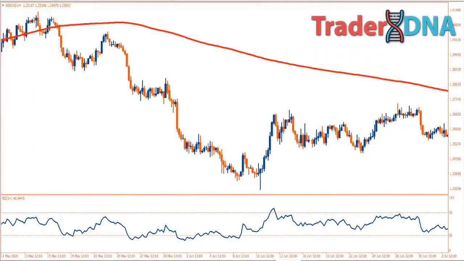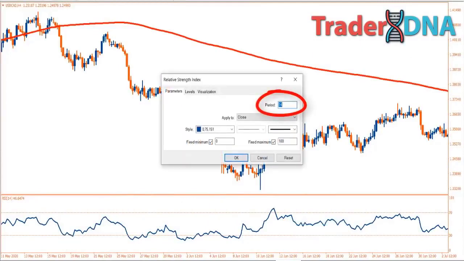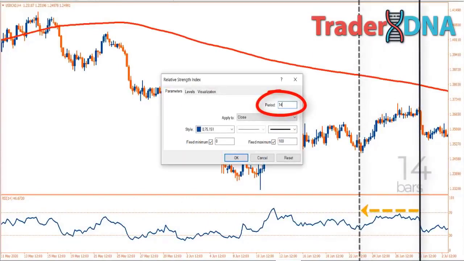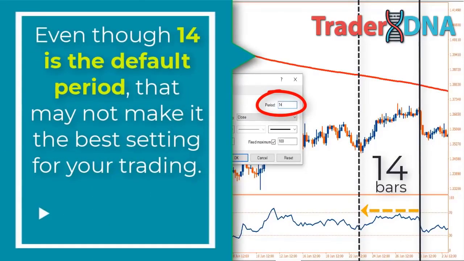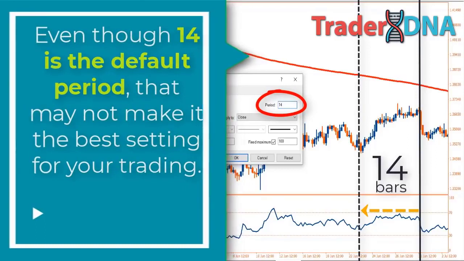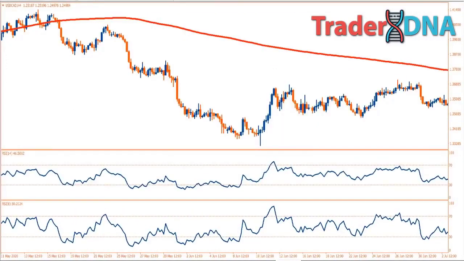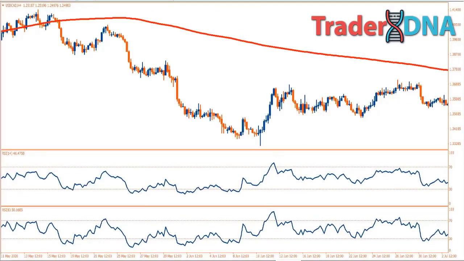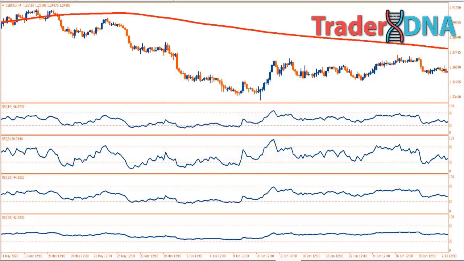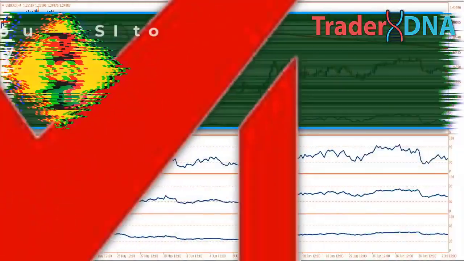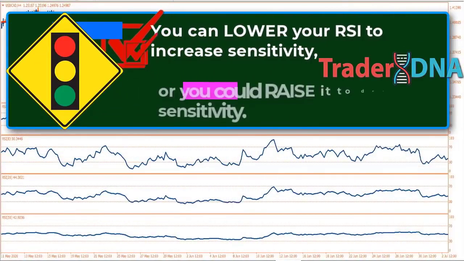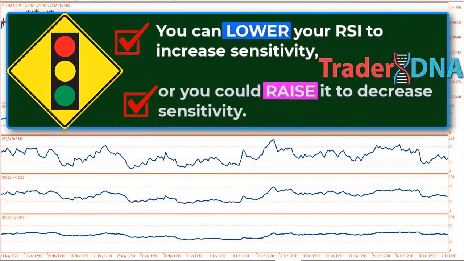RSI, like many other oscillators, defaults to a 14-period setting. This means the indicator looks back 14 bars on whatever graph you may be viewing to create its reading. Even though 14 is the default period, that may not make it the best setting for your trading. Normally short-term traders use a smaller period, such as a 9-period RSI, to replicate shorter-term movements in the market. Longer-term traders may opt for a higher period, such as a 21-period RSI or even 50. Depending on your trading style, you can lower your RSI to increase sensitivity, or you could raise it to decrease sensitivity. Keep in mind that on lower timeframes, with lower RSI settings, you will get a lot of false signals because the indicator will have increased sensitivity.